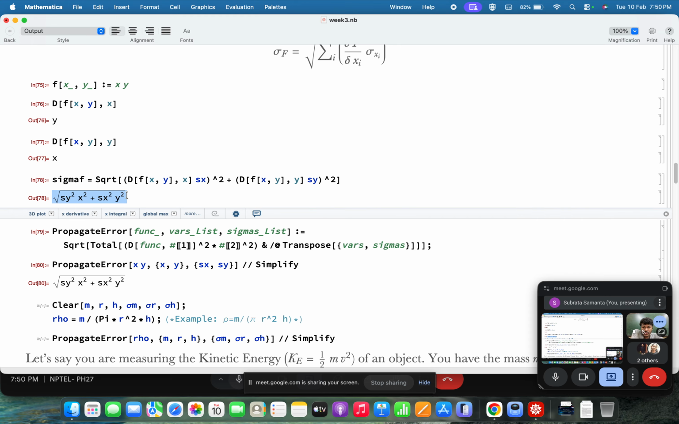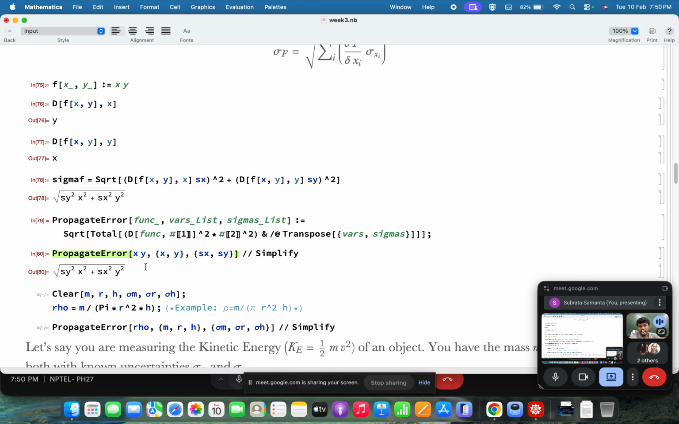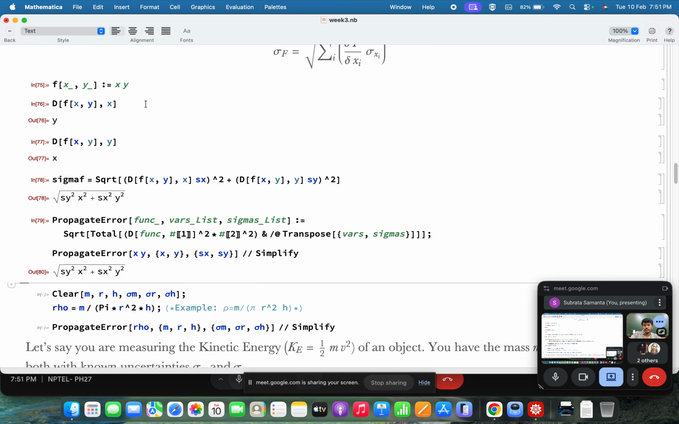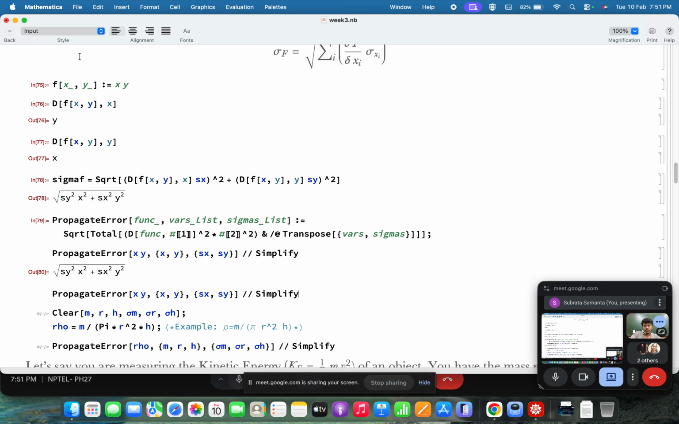You can also calculate, let us say, with 3 variables x, y, z. This is very general. Let us copy this. Let us say I have 3 variables. I have a function f equals x y z, and the variable list x y z, and my standard deviation list is s x, s y and s z. Up to this point is clear.